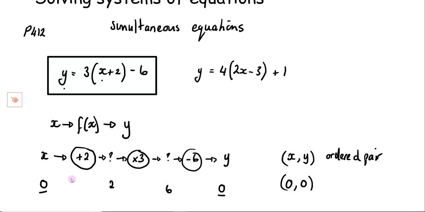So working this way is called, well, you already know what it's called, but if I work this way along my flow diagram, it is called substitution, right?